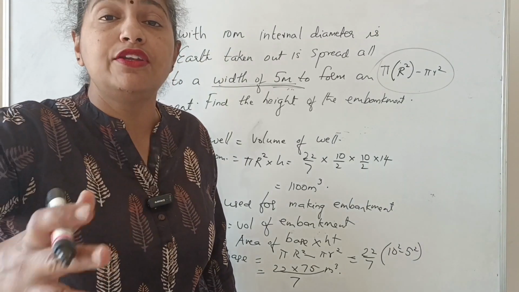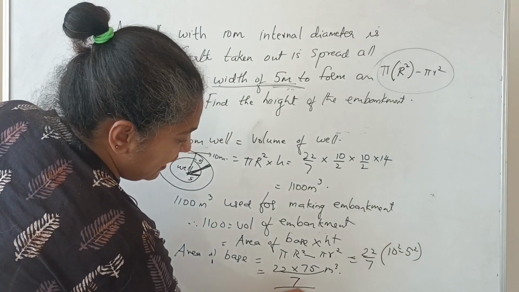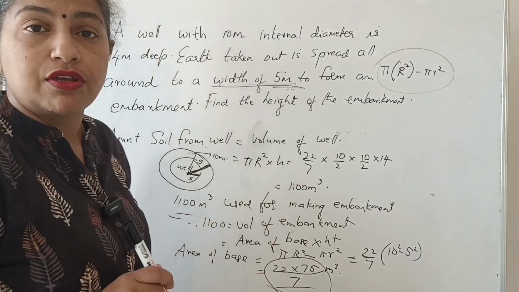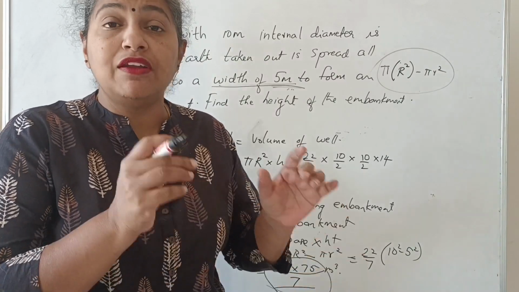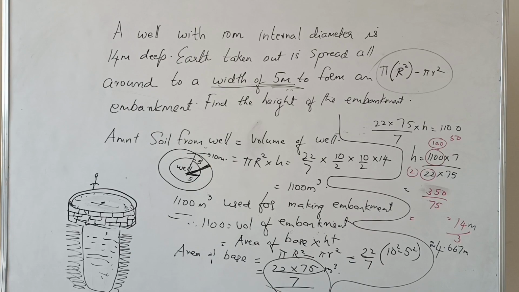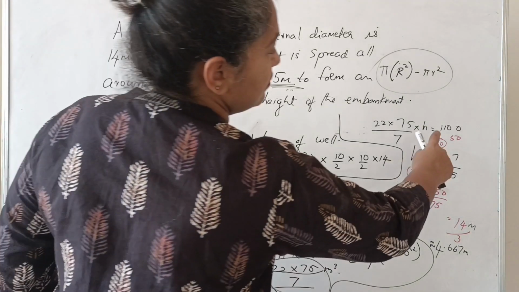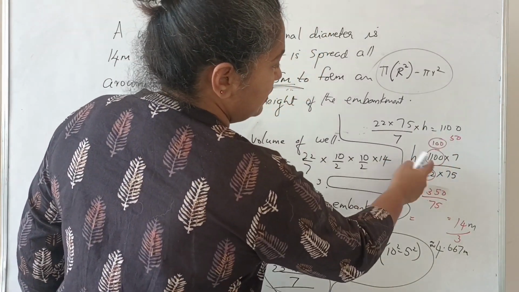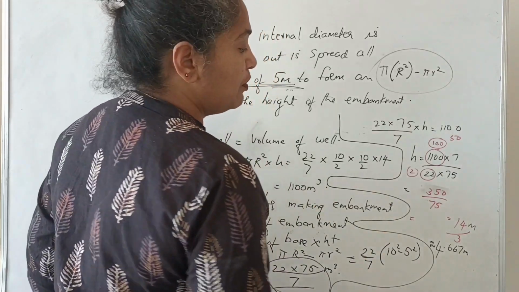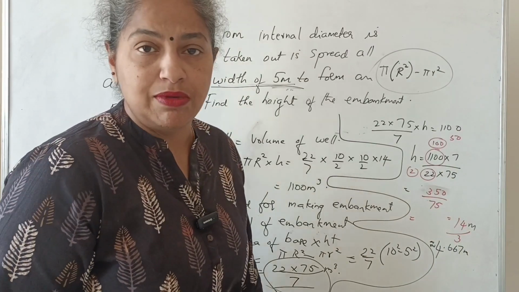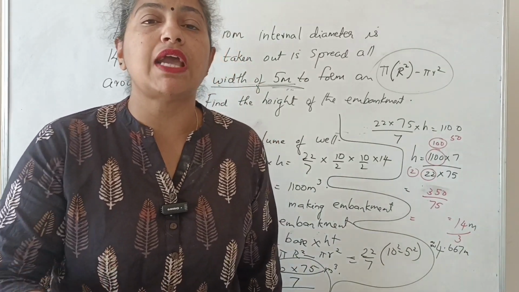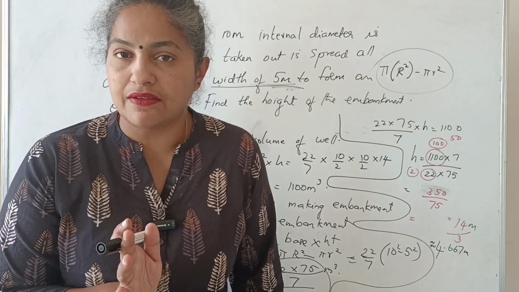Okay, and I need to find the height of the embankment. Now this area into height is equal to 1100 meter cube. Equate both of them and find the value of height. Let us see what we are getting. So when you equate that particular area into height equal to 1100, height is equal to 1100 into 7 by 22 into 75. After cancelling out the common factors, I am getting 14 by 3 meters. So it is approximately equal to 4.667. Please do the calculation yourself and cross verify the answer.